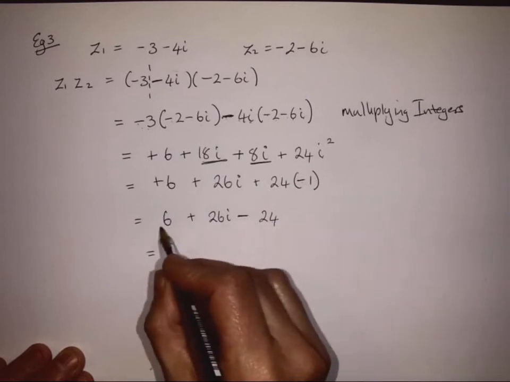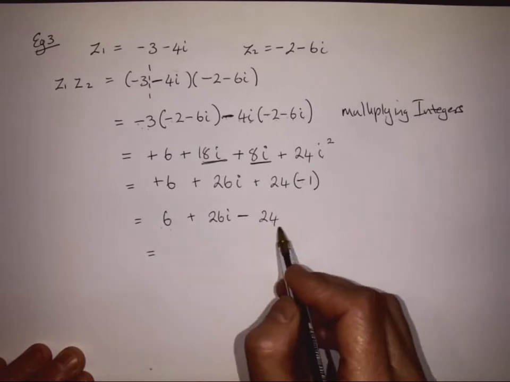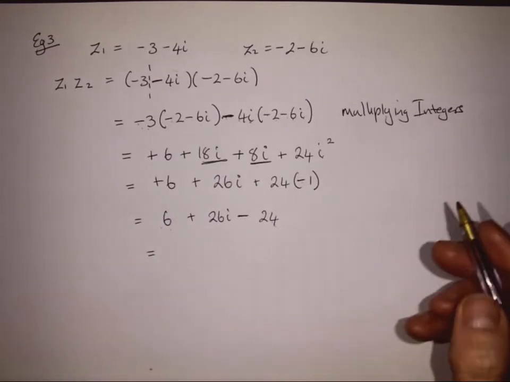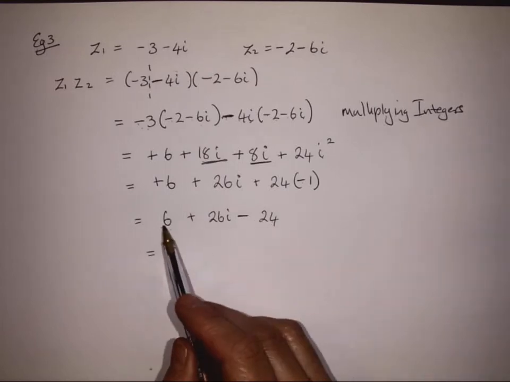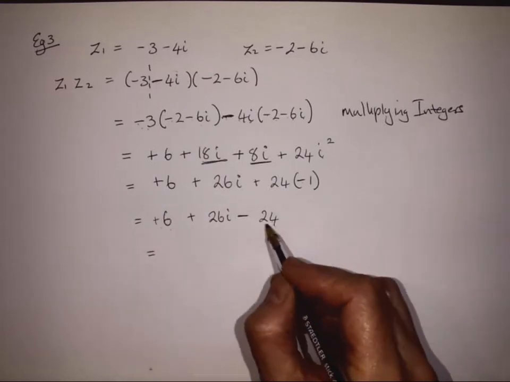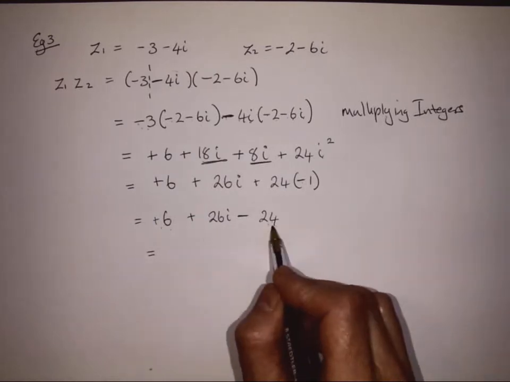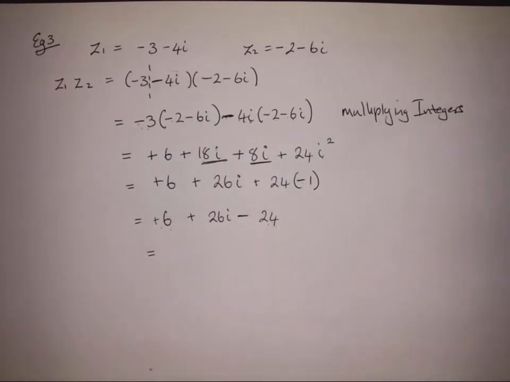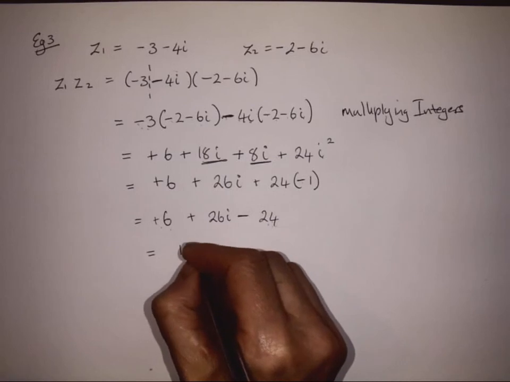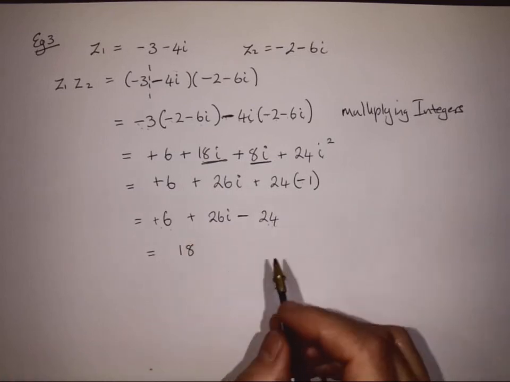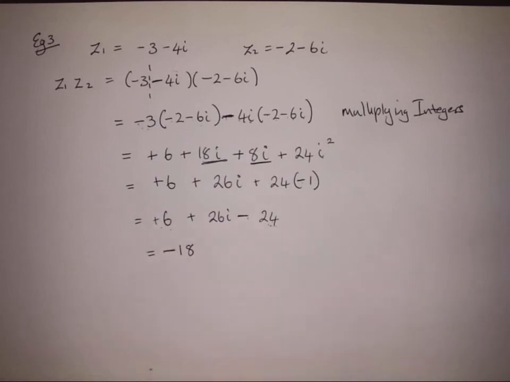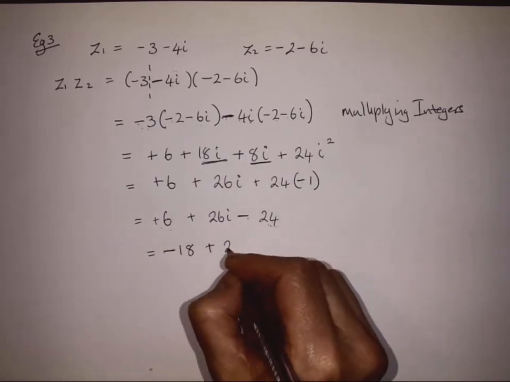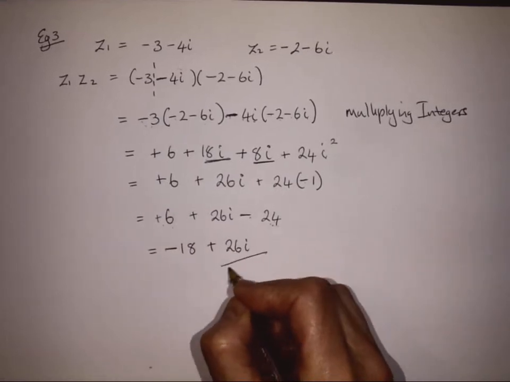So now we're just going to sort out these two real parts here, the 6 and the minus 24. So we're looking at the addition rules now for integers, and this is a plus 6 and this is a minus 24. They're different signs, so we subtract them. 24 take away 6 is 18, and we choose the sign of the biggest number. The biggest number is 24 and it's a minus, so it stays a minus. Minus 18 plus 26i. That's your answer.